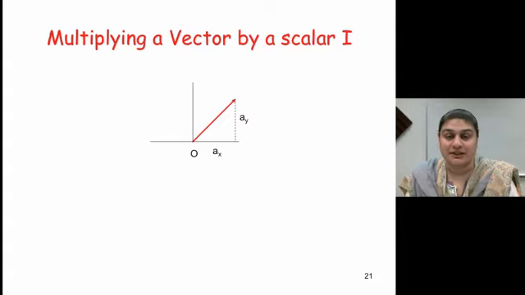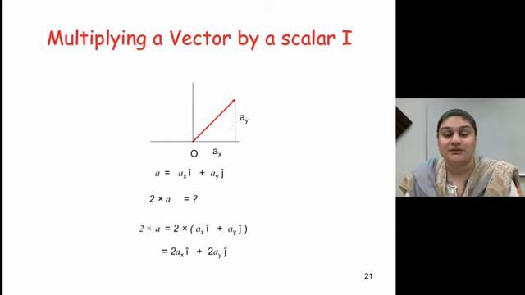Multiplying a vector by a scalar. If you need to multiply a vector by a scalar, let's say we want to multiply it by 2. That means it becomes twice what it was. Note the direction remains the same, it's just that the magnitude of the vector becomes twice.